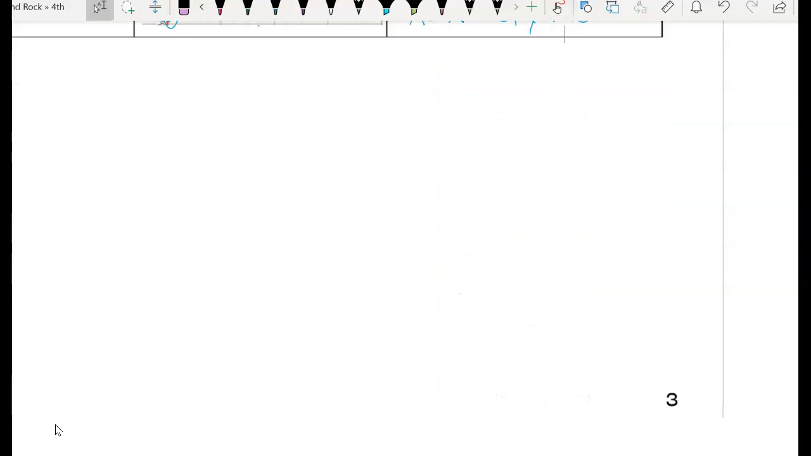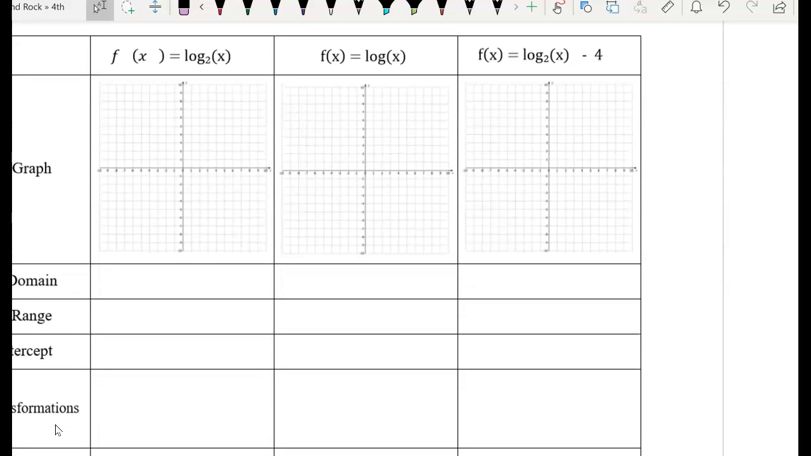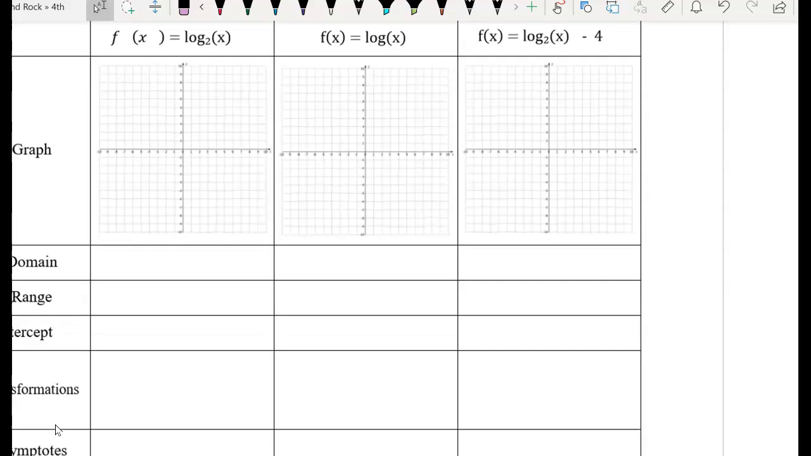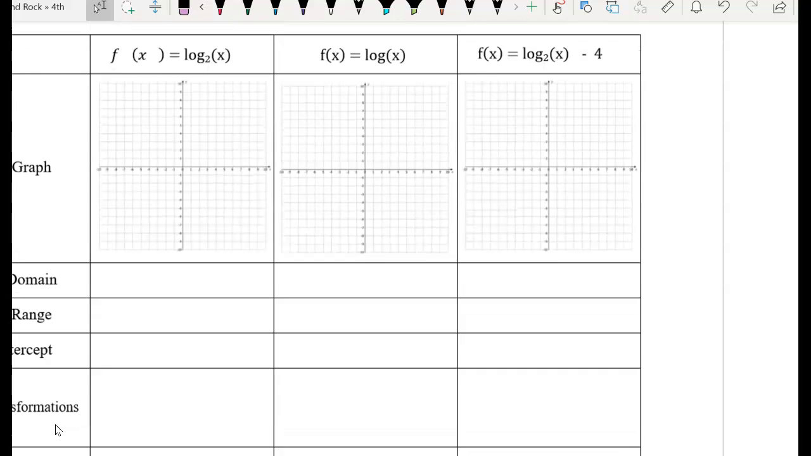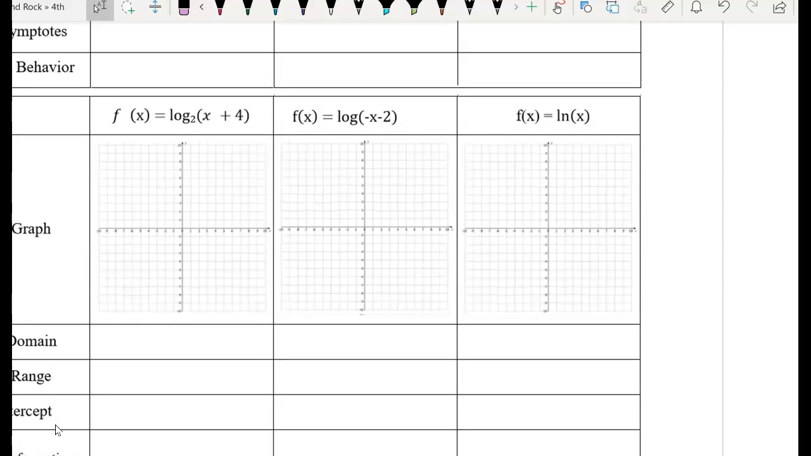So let's try graphing one of these. Like I said, we're going to do this first one. I may talk a little bit about the second two in case you're confused, but then the following three, the bottom three, are your homework.